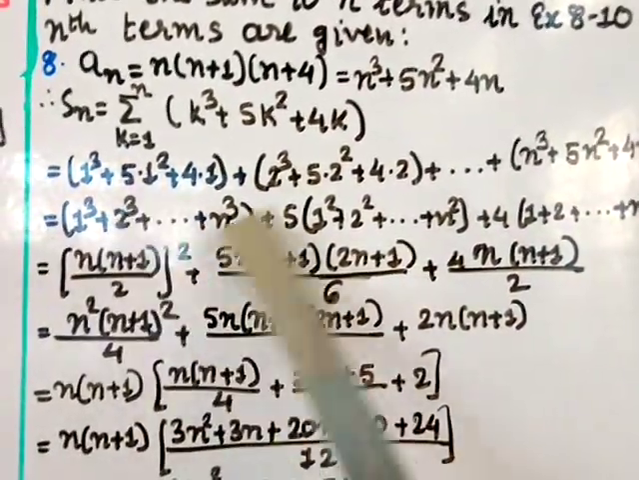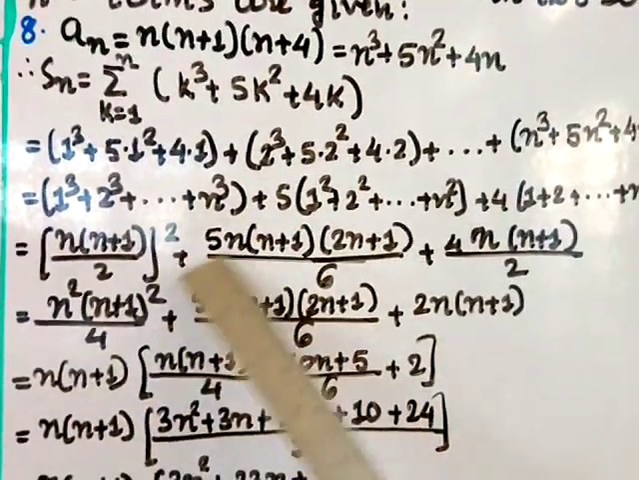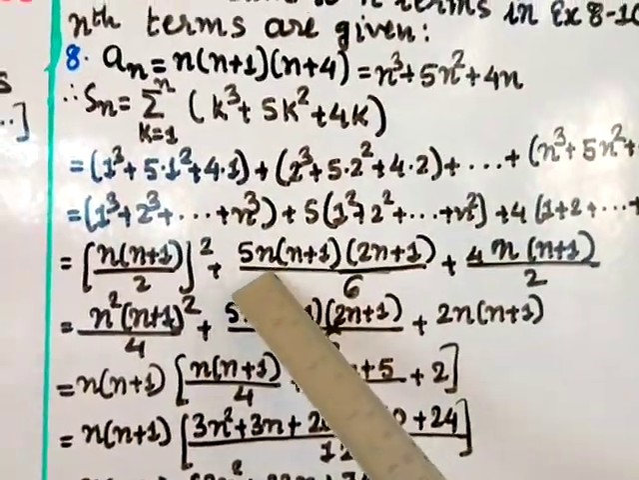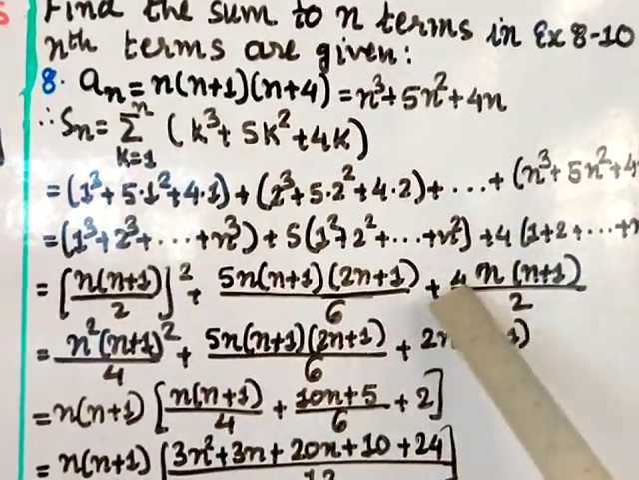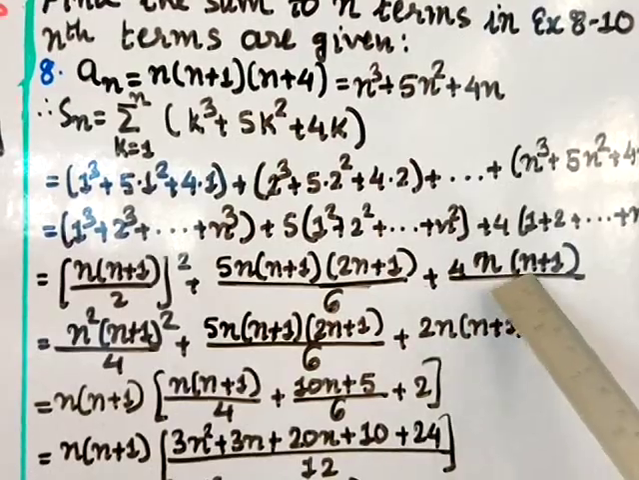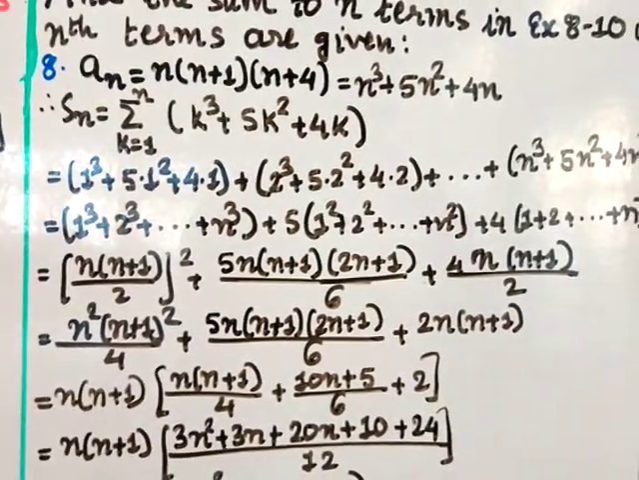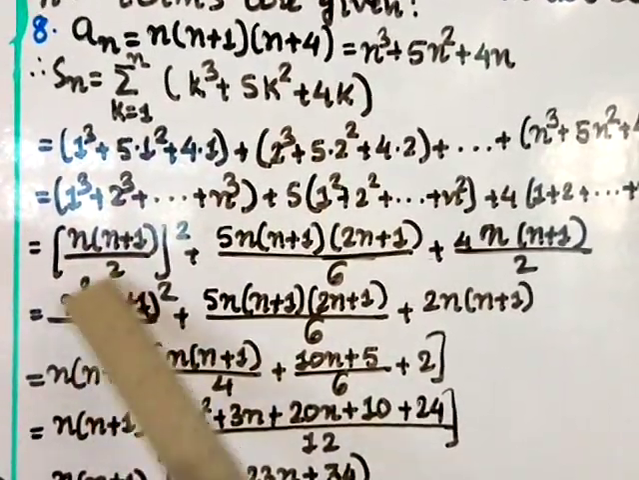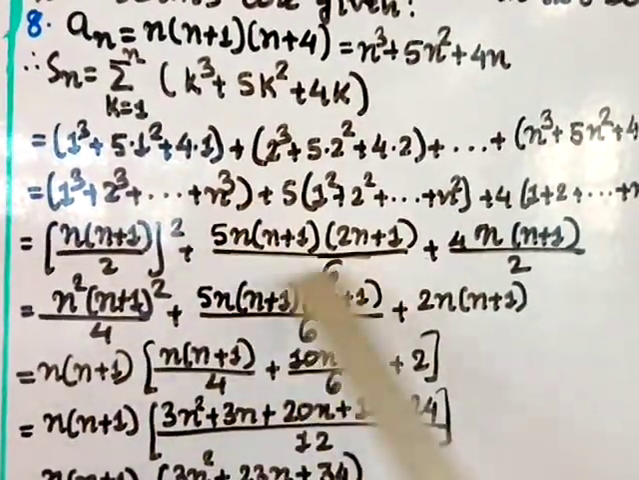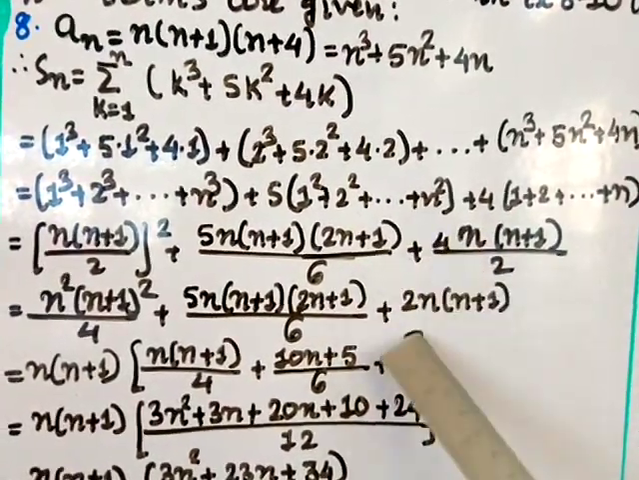This series we know as n into n plus 1 by 2 whole square, plus 5, and this series also we know it is n into n plus 1 into 2n plus 1 by 6, plus 4 as it is, and this series also we know n into n plus 1 by 2. Now all have n into n plus 1. Okay, but before that, yes, I am squaring this. So n square into n plus 1 whole square divided by 2 square, that is 4. Okay, plus this I am writing as it is. This also, here I have cut 4 by 2, so we get here 2n into n plus 1.